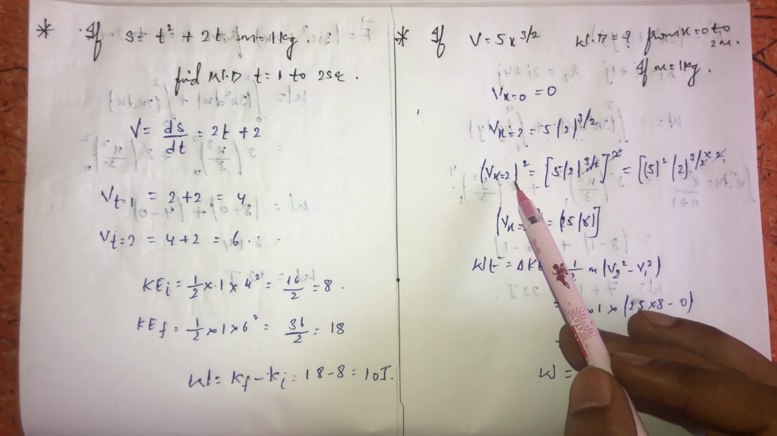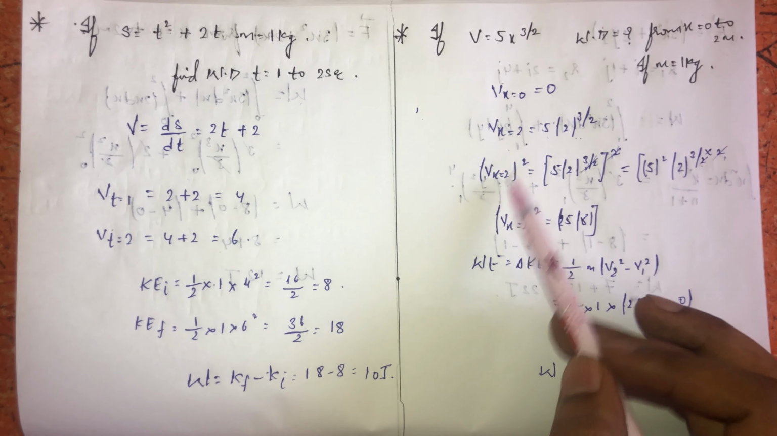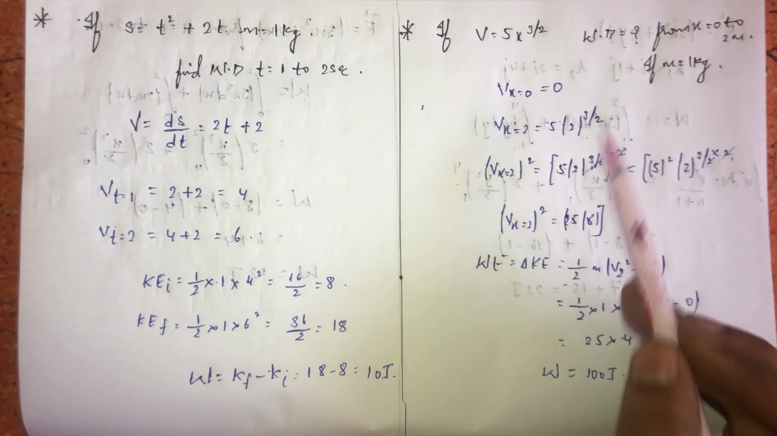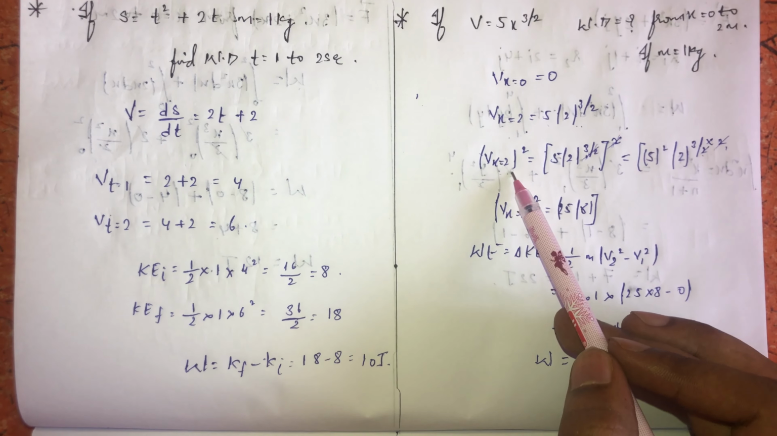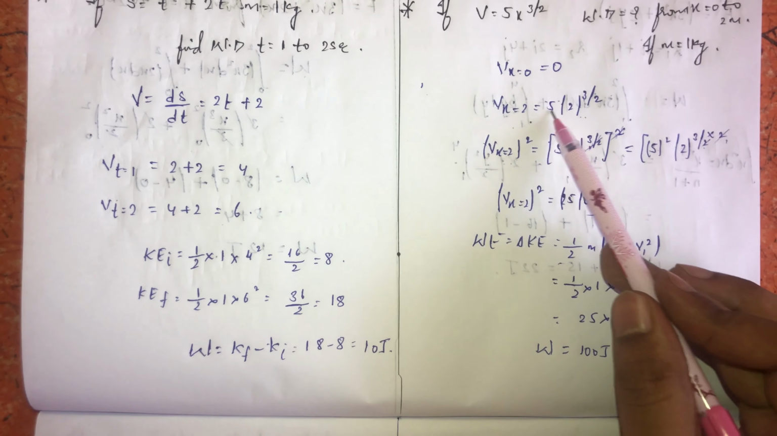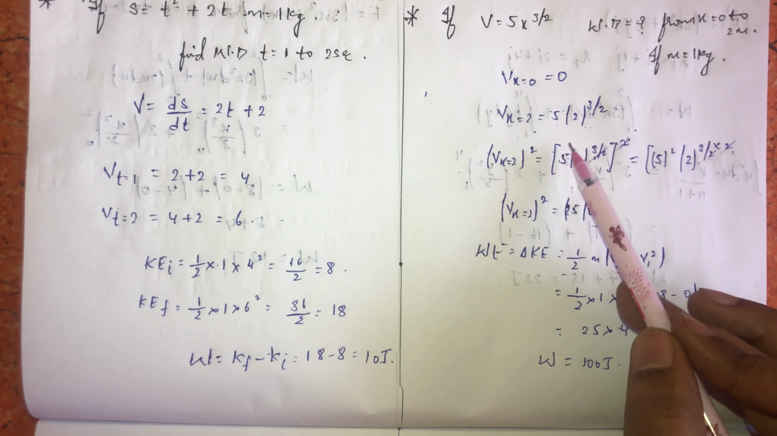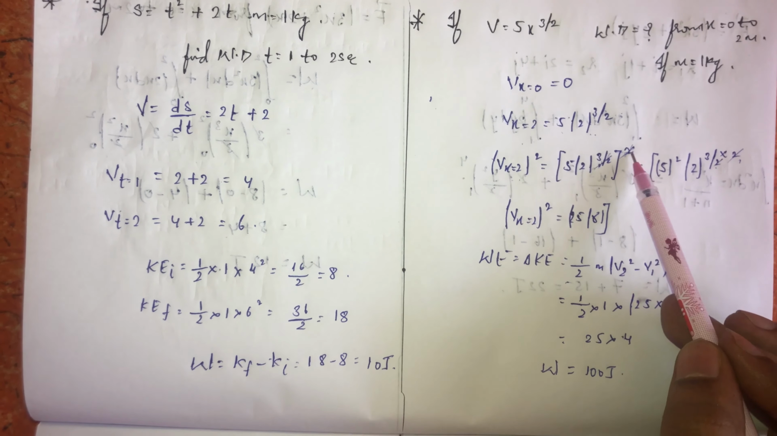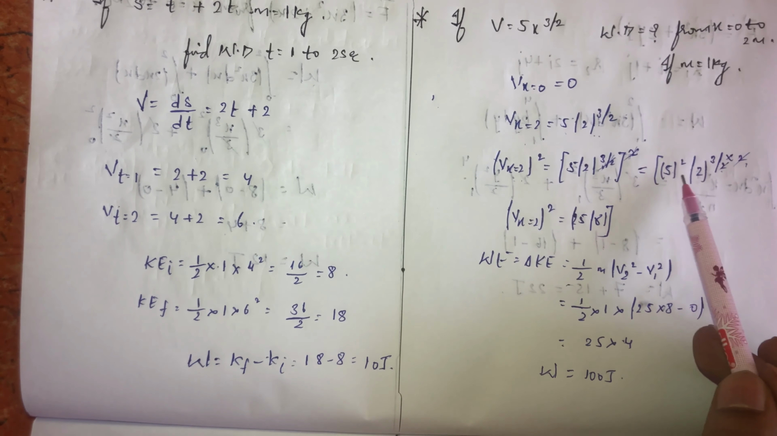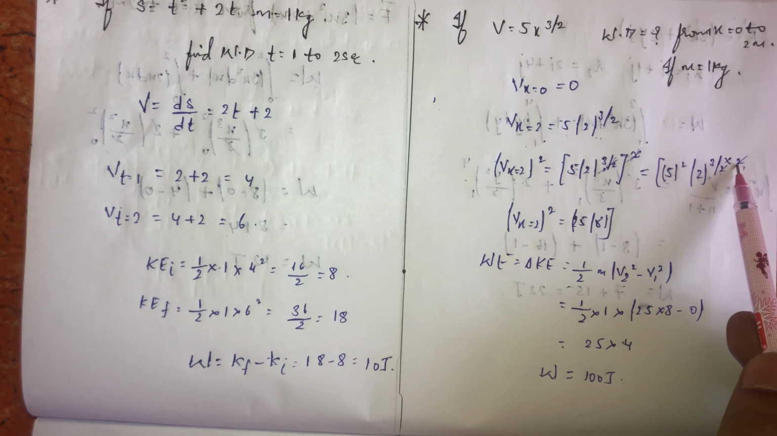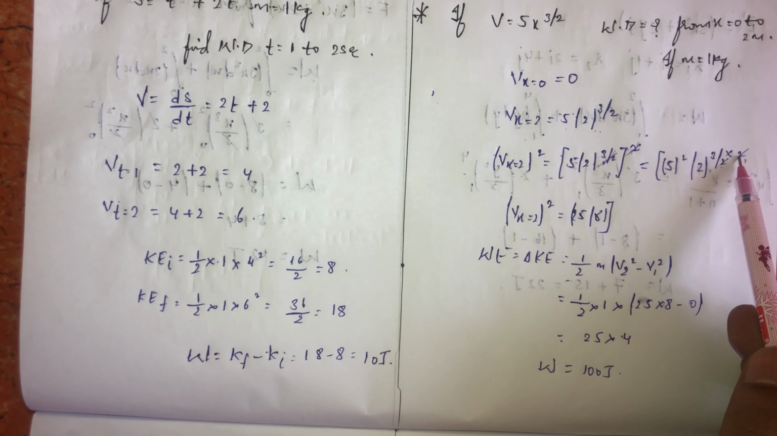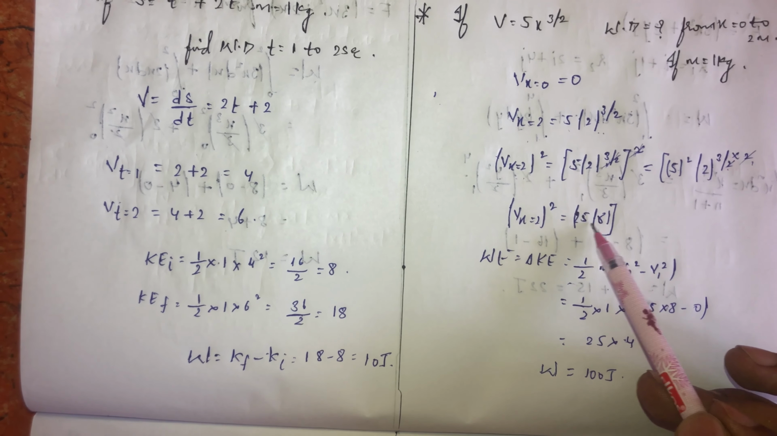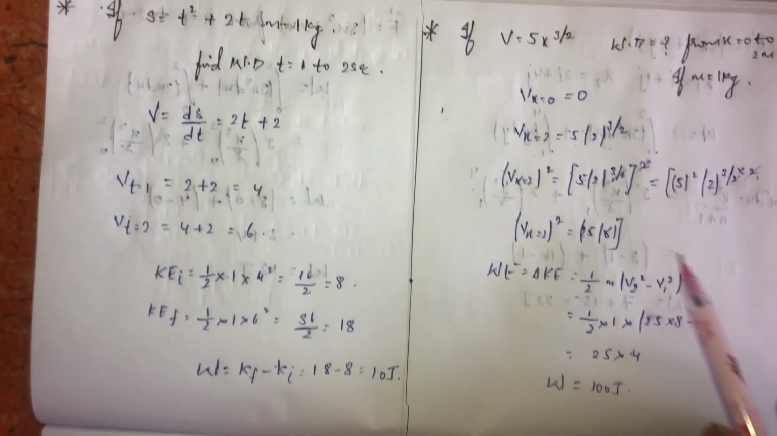I will make the concept clear here once again. Here after squaring both sides, we are left with v at x whole square will be equal to 5 into 2 to the power of 3 by 2, the complete whole square, so that we'll get 5 square into 2 to the power of 3 by 2 into 2. So the 2 will get cancelled, then we'll get 5 square is equal to 25 and 2 to the power of 3 will be equal to 8.